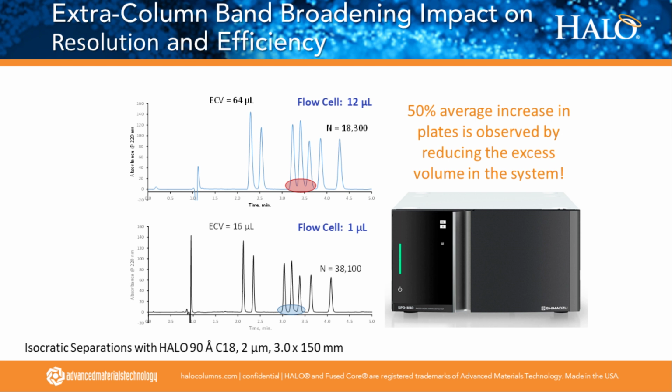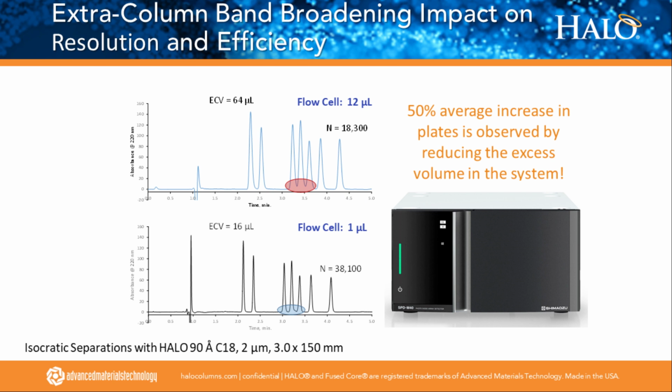So here's an example showing extra column band broadening impact on resolution and efficiency. Our extra column volume here is 64 microliters, and we use a really large flow cell at 12 microliters. So you can see that we're not getting baseline resolution of these 3 peaks here in the middle, and the plates for the last peak are only 18,300.